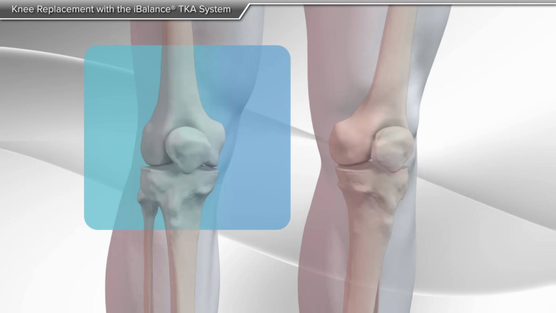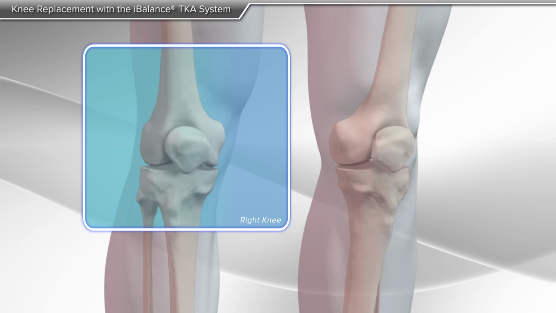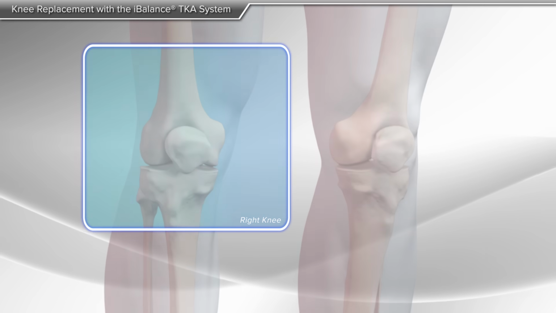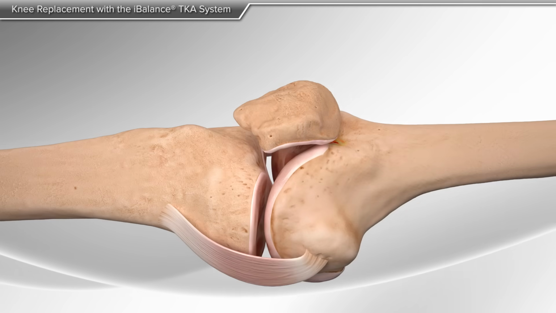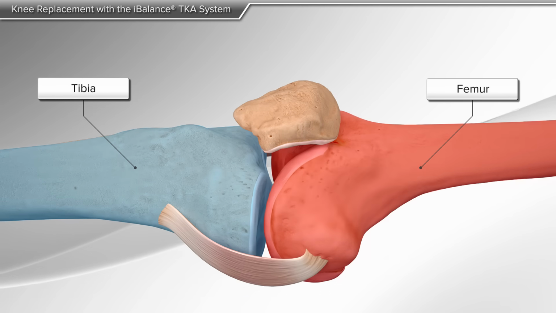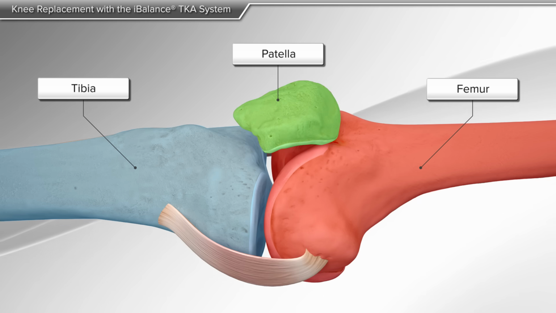In this animation, we will show you a total knee replacement due to arthritis. The knee consists of the tibia or shin bone, femur or thigh bone, and patella or kneecap.